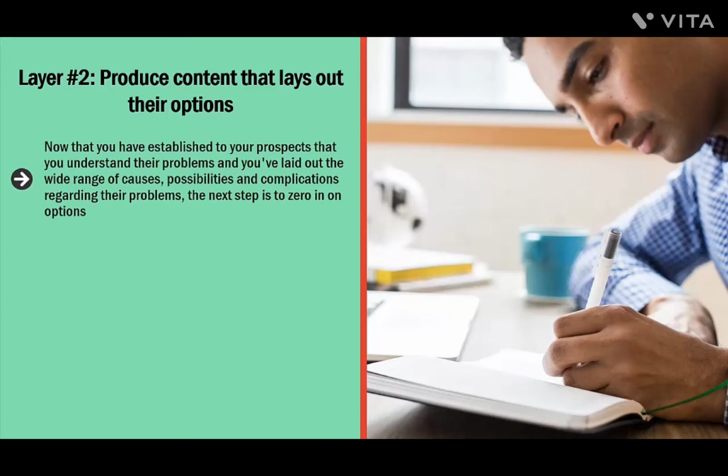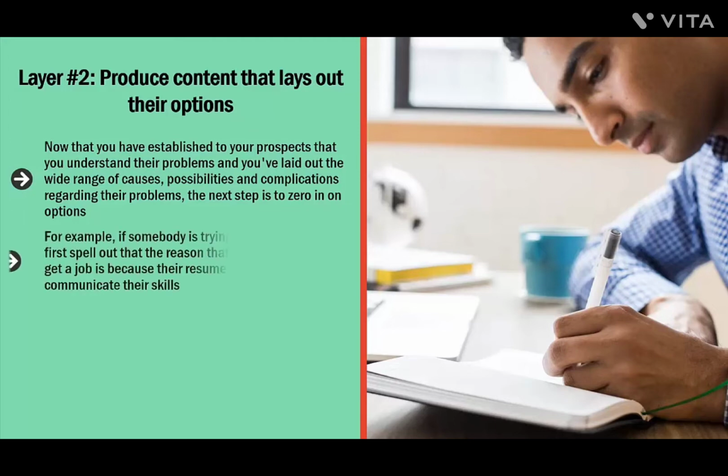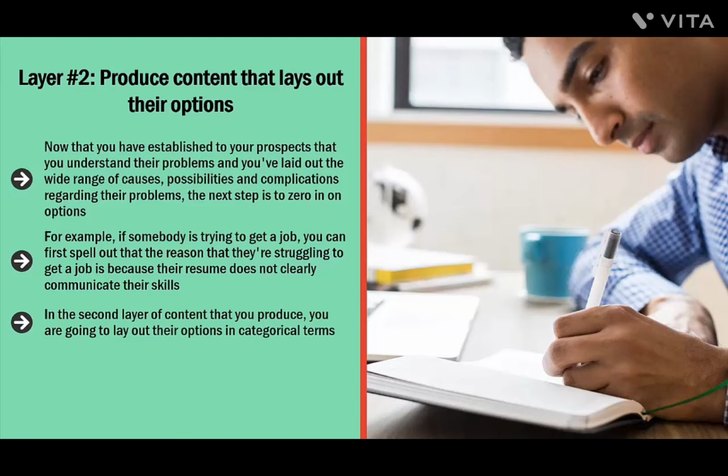Now that you have established to your prospects that you understand their problems and you've laid out the wide range of causes, possibilities, and complications regarding their problems, the next step is to zero in on options. These are possible solutions they can select, but you mention this in categorical terms. For example, if somebody is trying to get a job, you can first spell out that the reason that they're struggling to get a job is because their resume does not clearly communicate their skills. You can also lay out other possibilities, such as they may be applying to the wrong jobs. There might be a mismatch between the availability of jobs in their city and their qualifications. In the second layer of content that you produce, you're going to lay out their options in categorical terms.